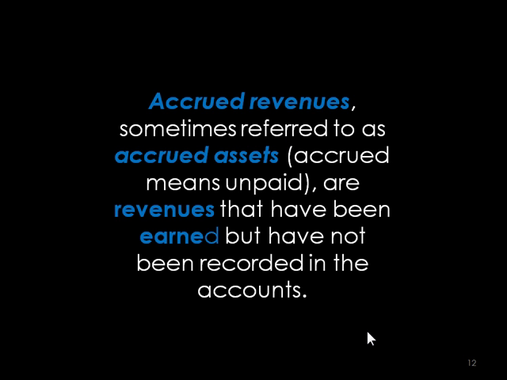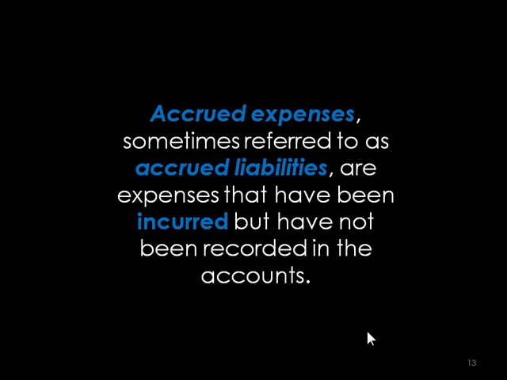Accrued revenues, sometimes referred to as accrued assets, accrued means unpaid, are revenues that have been earned but have not yet been recorded in the accounts. Accrued expenses, sometimes referred to as accrued liabilities, are expenses that have been incurred but have not yet been recorded in the accounts.